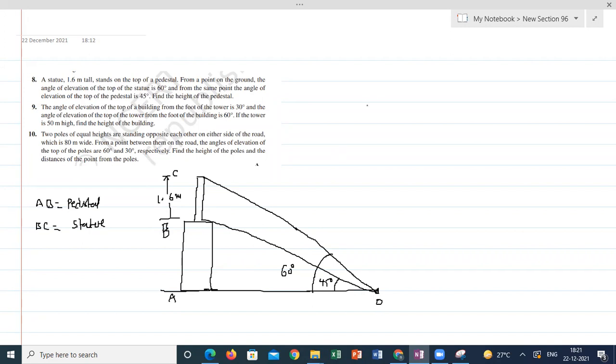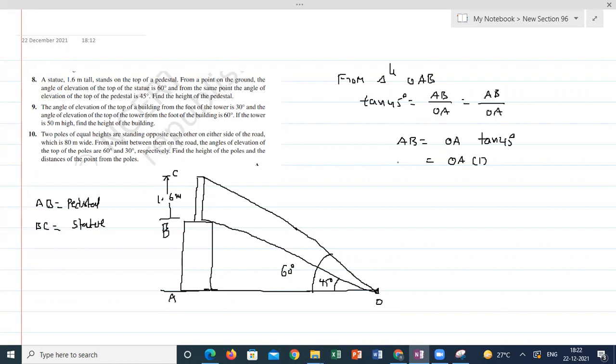So first, with the help of tan 45 from triangle OAB, it is AB by OA. AB is the height of the pedestal, OA we don't know, but the height of the pedestal is OA tan 45, which is equal to OA into 1. So the height of the pedestal is equal to OA. So if I am able to calculate OA, my job is done. So this is my first equation.